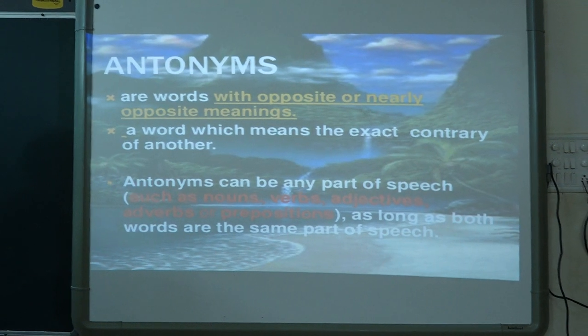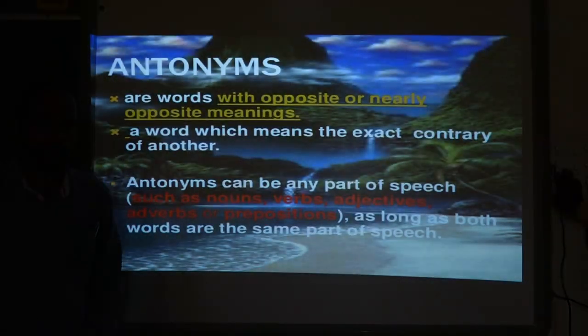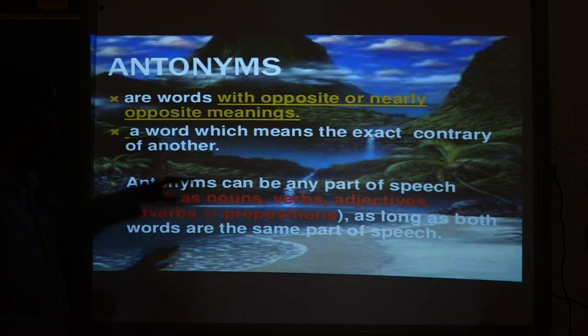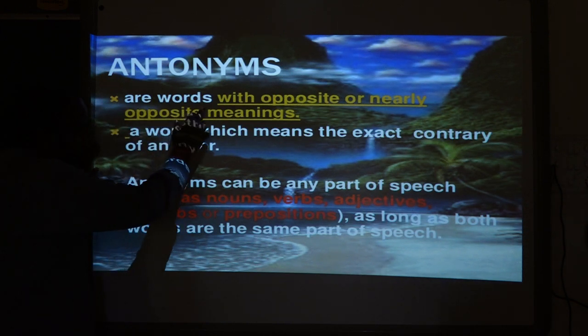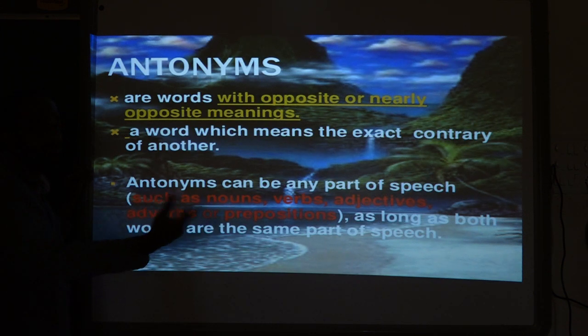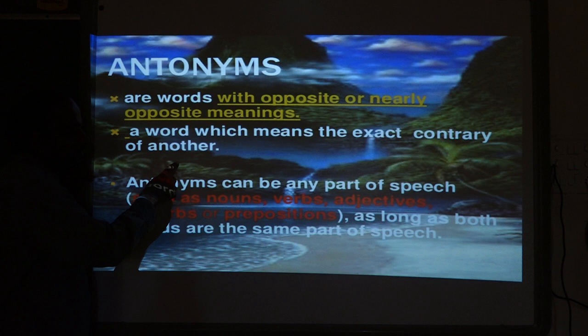Now next, antonyms. What is that? Our topic has two important points: synonyms and antonyms. Synonyms are similar words with the same or almost the same meaning. Antonyms are words with opposite or nearly opposite meanings. Opposite, not same. A word that means the exact contrary of another.